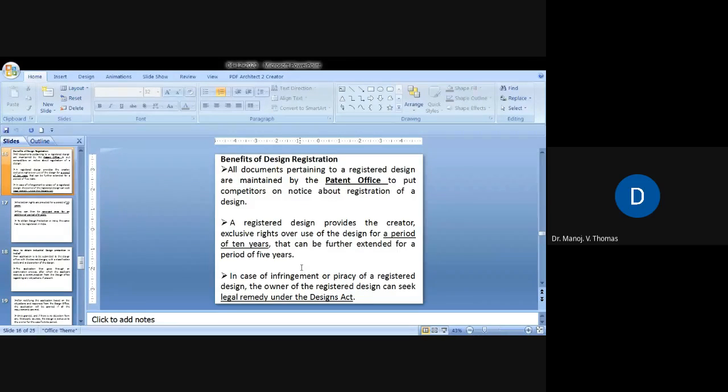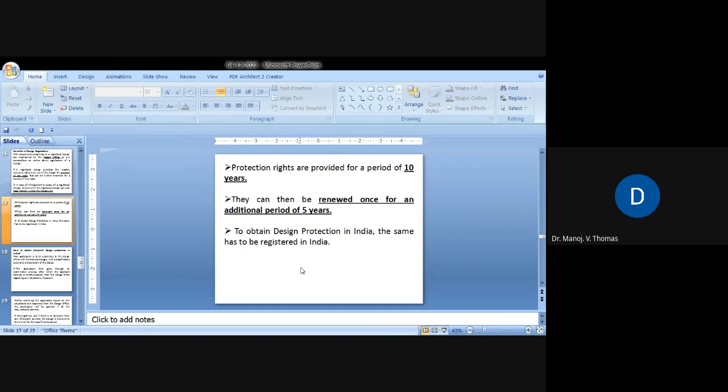So the owner of the design will get legal protection under the Designs Act if somebody copies or makes unwanted use of his registered design in their products, in the marketability of their products. The owner of the original design can seek legal action under the Designs Act in India. So these are the benefits of design protection. Protection rights are provided for a period of 10 years initially, renewed for another 5 years, as we already mentioned. To obtain design protection in India, the design has to be registered. Only then will we get the protection.